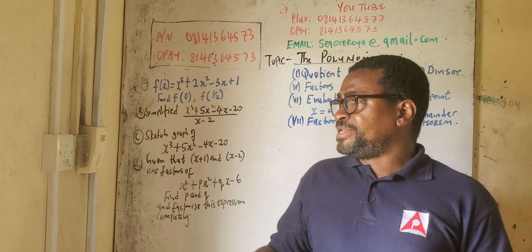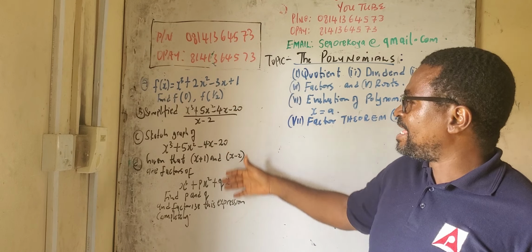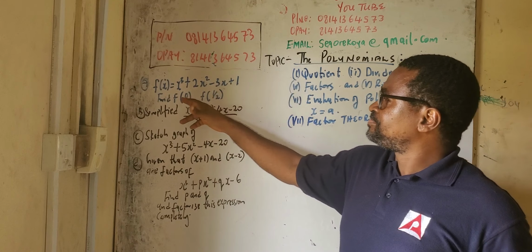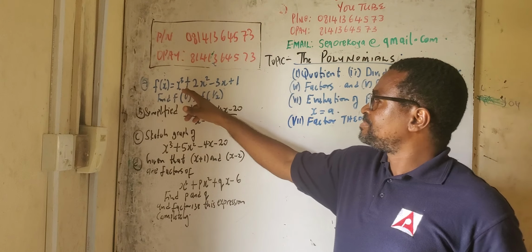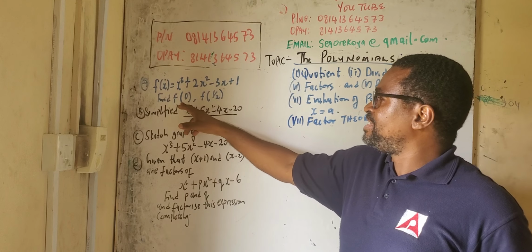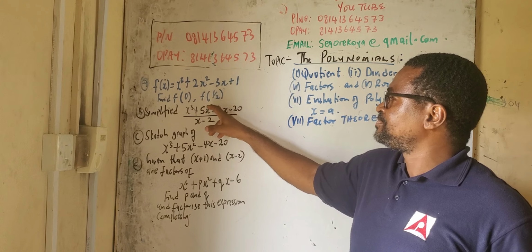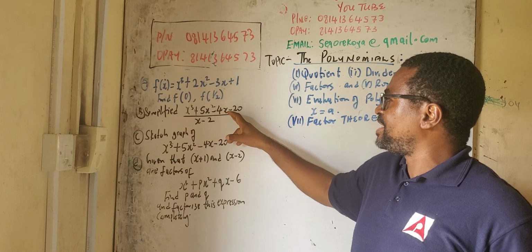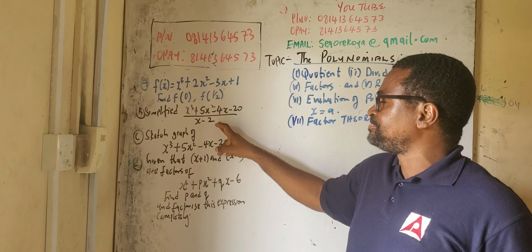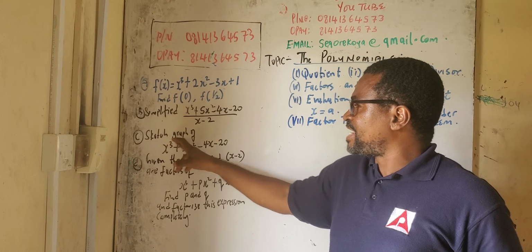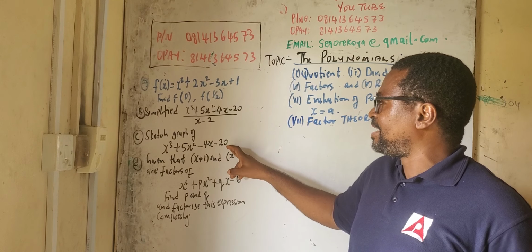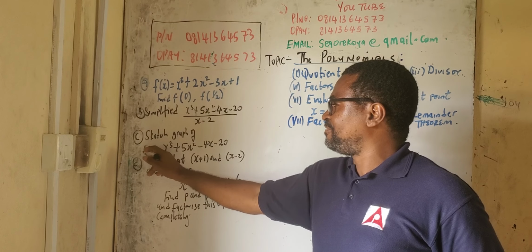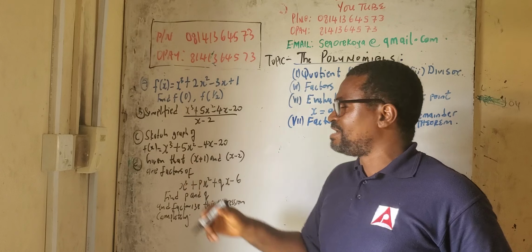Then there are some exercises that I have here that we are going to solve. The first one says, given that f of x is this, we should evaluate f of 0 and f of half. The second one says, simplify x cubed plus 5x squared minus 4x minus 20 divided by x minus 2. Then the third one says, sketch the graph of this polynomial function, let's say f of x.